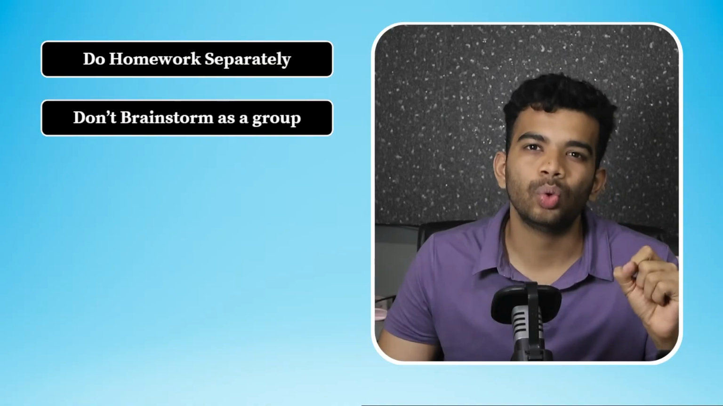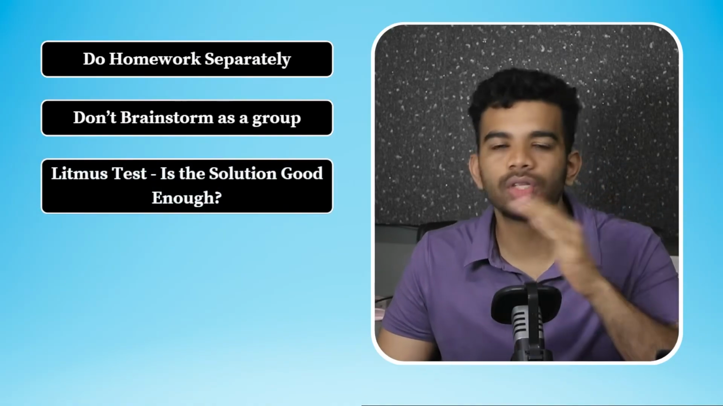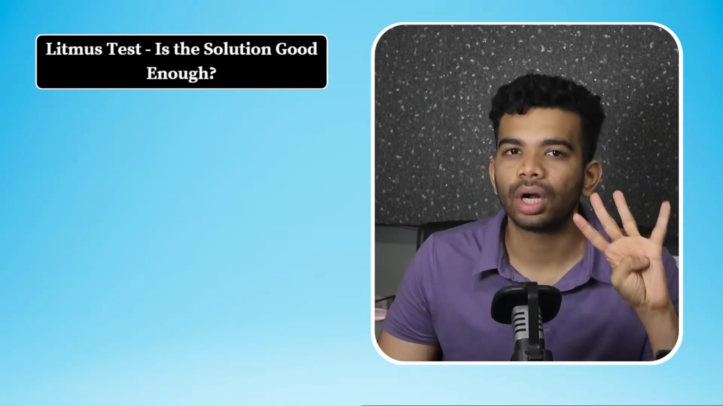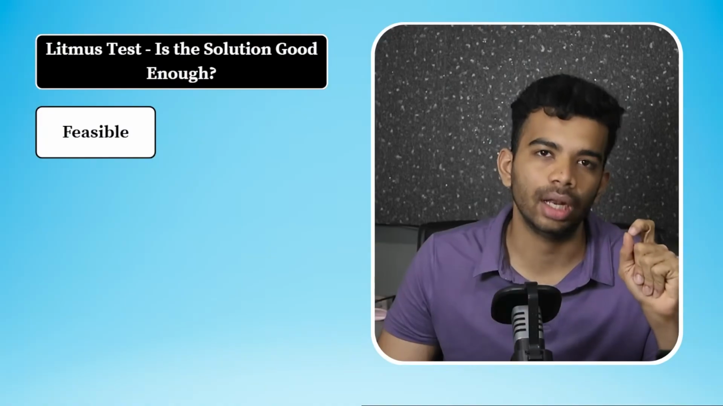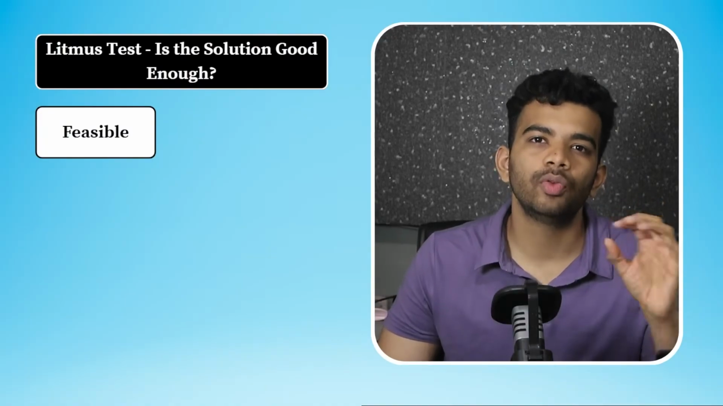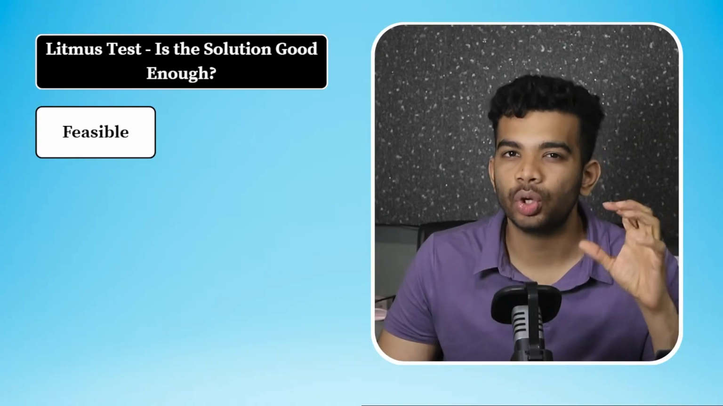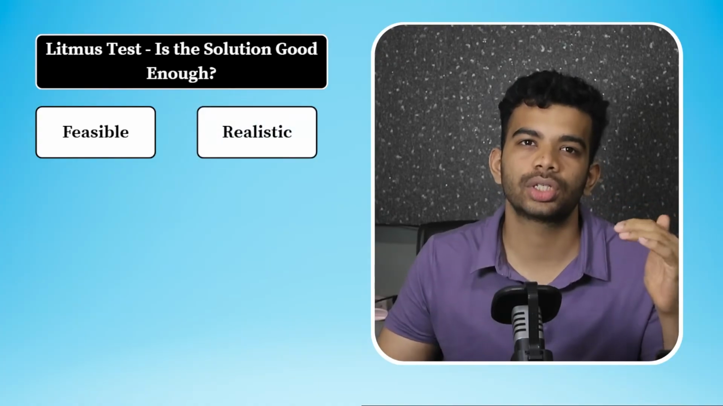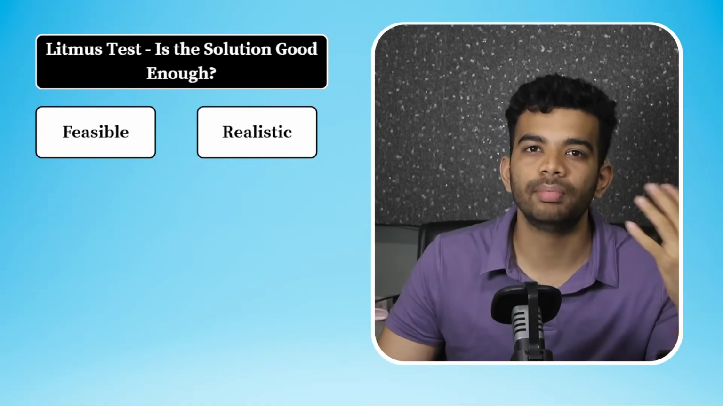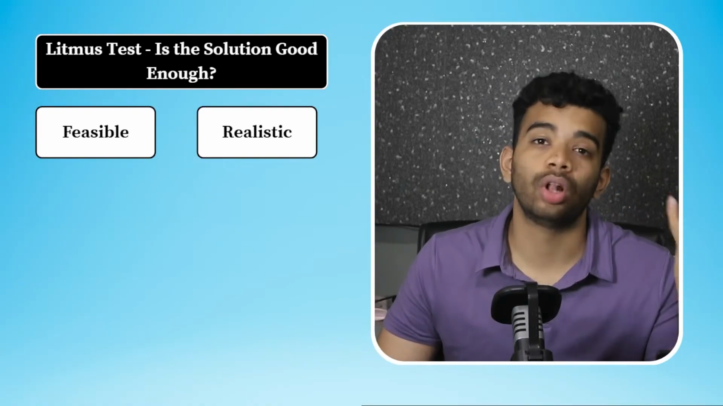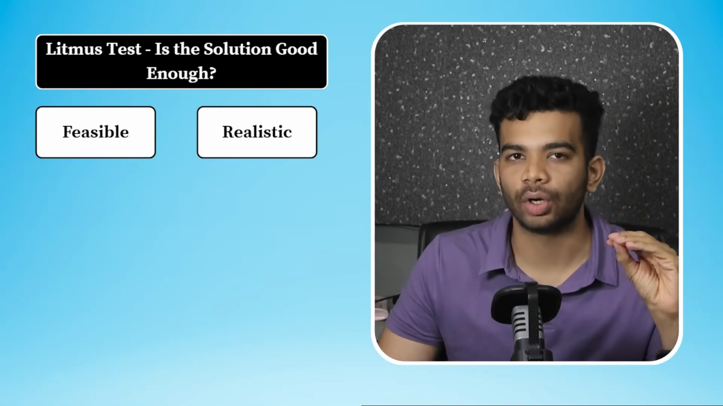Next thing you need to do is something that is called a litmus test, meaning test every solution for mainly four criteria. Your solution needs to be, first, feasible, meaning it should be possible with the funds that are available with the company. The next thing is your solution should be realistic. You can't just throw in unrealistic solutions. For example, you can't say ki make a time machine to solve the problem. Whatever you are saying should be possible with the help of the current technology.